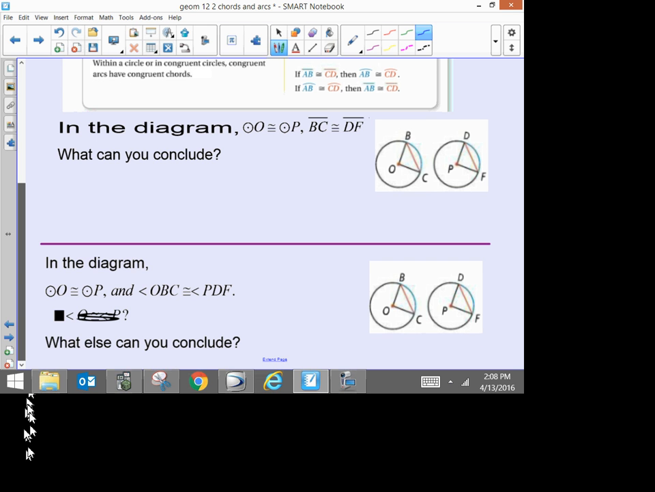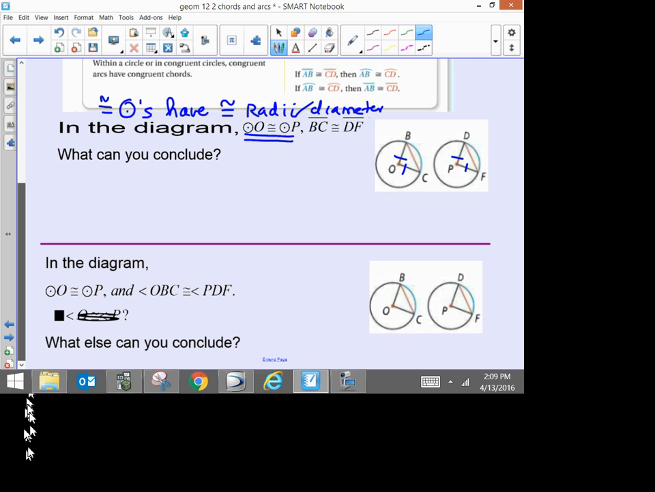Let's look at this diagram. Circle O is congruent to circle P. All these diagrams, all these theorems said in a circle or in congruent circles. How are circles congruent? What would you have to know about them in order for circles to be congruent? Ellie? They have the same diameter. Right. Congruent circles would have to have congruent radii or diameters. Good job. So that's what you're assuming, that it's all congruent.